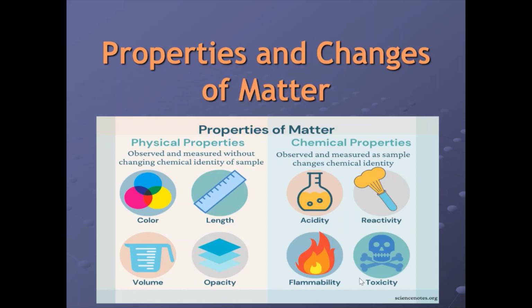So like the color. Color is an example of a physical property. It's something that you can just observe, right? You don't have to change anything about the substance. It's just a certain color. The length of something, same thing, right? You're not really looking at any chemical identity or what it's made of. You're just looking at how long something is. Same thing with volume, right? How much space something takes up.